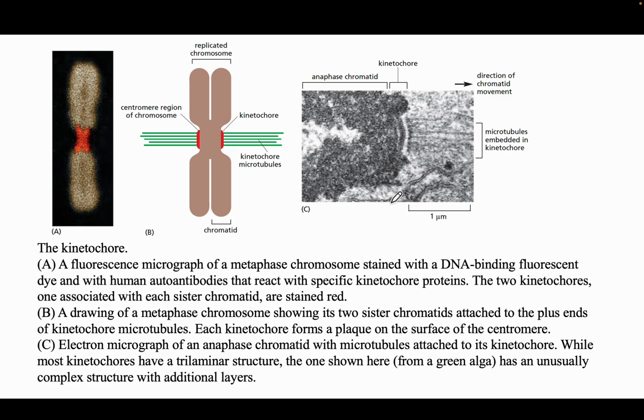This is the electron micrograph of an anaphase chromatid with microtubules attached to its kinetochore. While most kinetochores have a trilaminar structure, the one shown here from a green alga has an unusual, more complex structure with an additional layer. So this is the anaphase chromatid, this is the kinetochore, and this is the direction of chromatid movement. These are microtubules which are embedded in the kinetochore. This is the electron micrograph image.